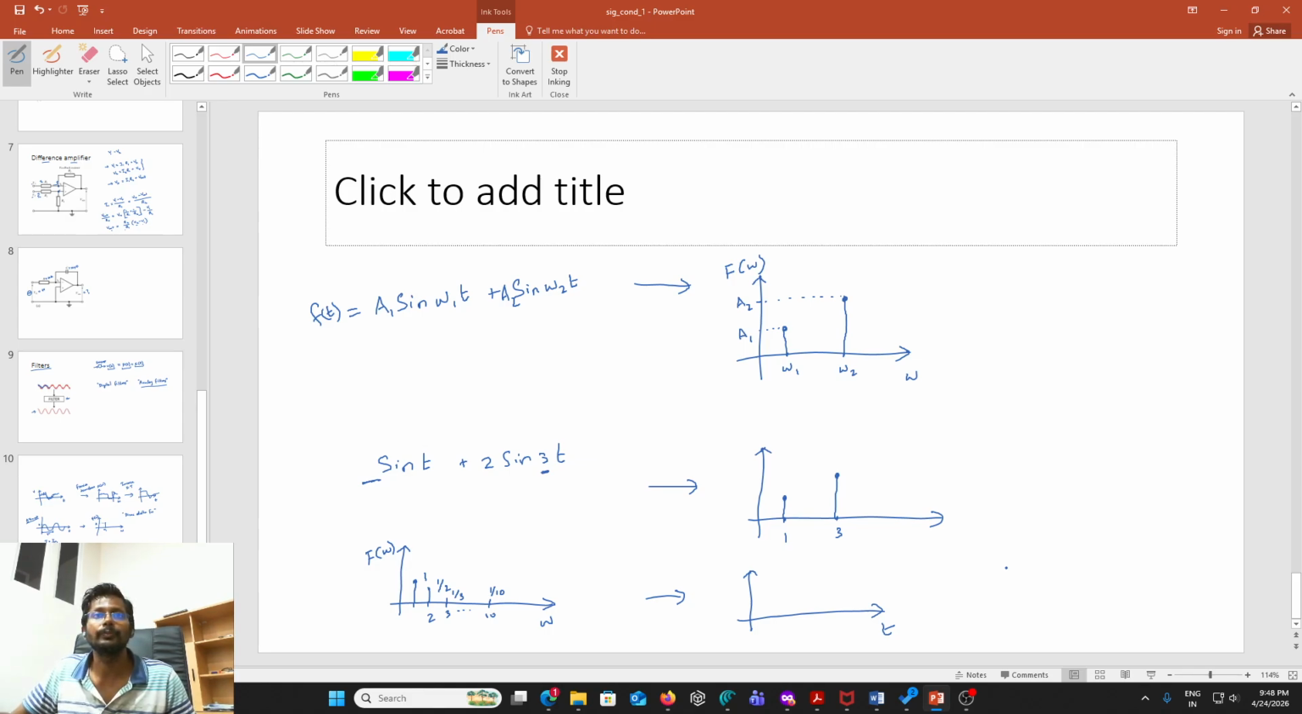With that we will conclude this lecture, and in the next lecture we'll see how to make use of this Fourier transform in filtering. Thank you.